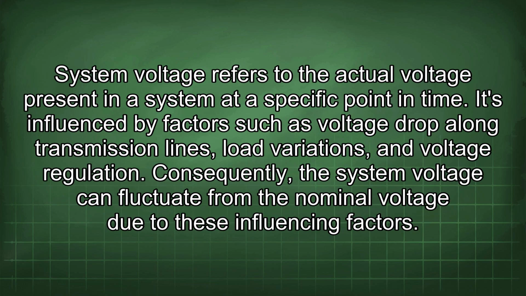System voltage refers to the actual voltage present in a system at a specific point in time. It's influenced by factors such as voltage drop along transmission lines, load variations, and voltage regulation. Consequently, the system voltage can fluctuate from the nominal voltage due to these influencing factors.